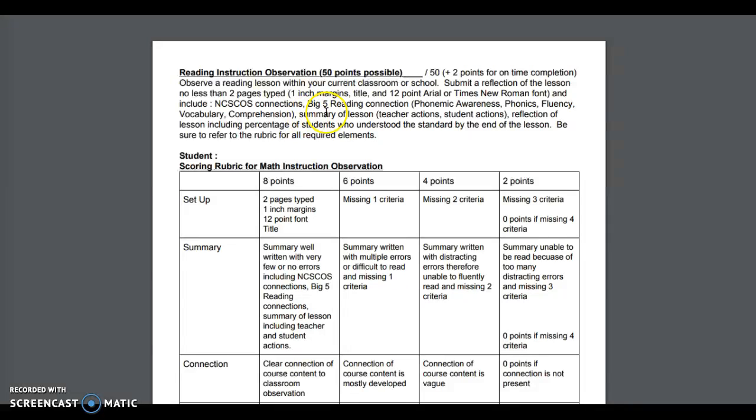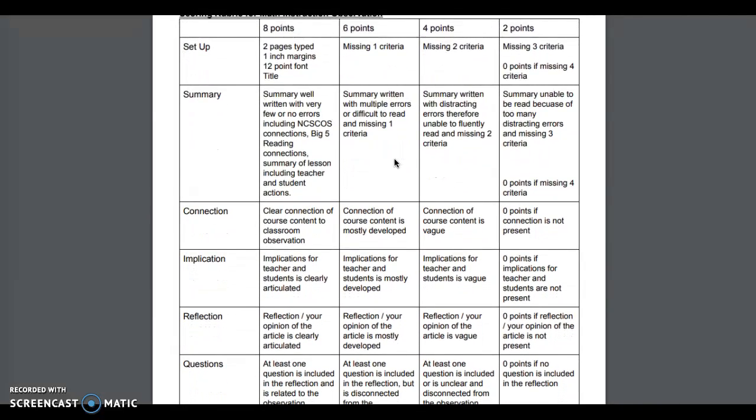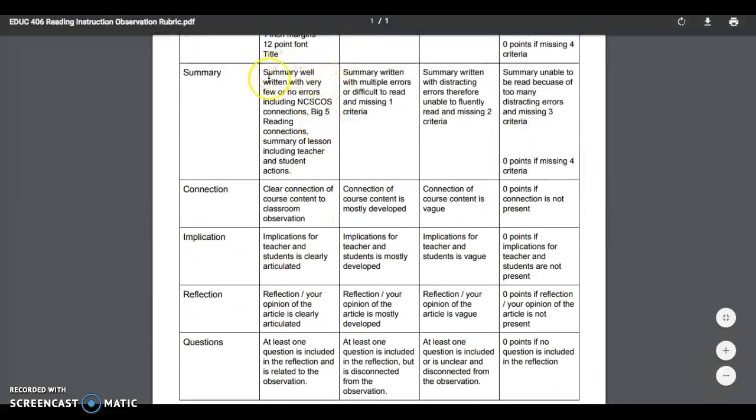You're also going to include a summary, including teacher actions and student actions, and a reflection of the lesson, including the percentage of students who understood the standard by the end of the lesson. Make sure, as always, you refer to the rubric. So, again, here are your requirements for setup of the reflection. Your summary needs to be well written with very few or no errors. You include the standard course of study, the Big Five reading connection, summary, teacher, and student actions.